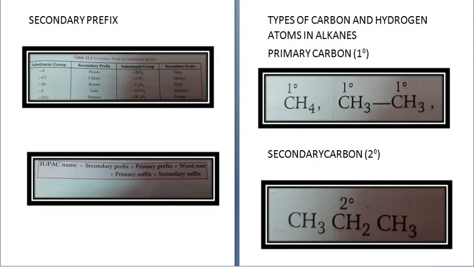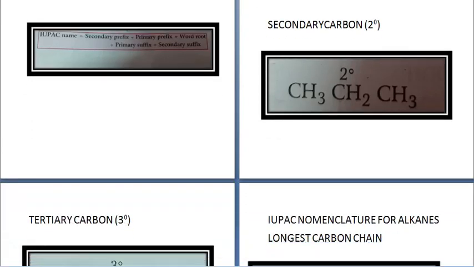Now the IUPAC name comprises of, first thing you will write is secondary prefix. After that you will write primary prefix. Then you will write the word root, then primary suffix, and then the secondary suffix. So this is the order in which the IUPAC name is written. First secondary prefix, then primary prefix, then word root, then primary suffix and secondary suffix.